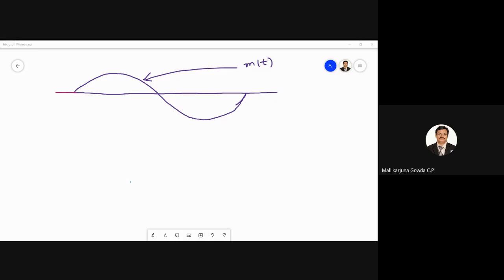But you have shown more number of cycles even when m of t is negative, no? For the negative peak, the number of cycles should be minimum. For the positive peak, the number of cycles should be maximum.